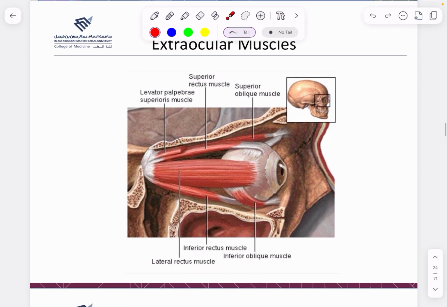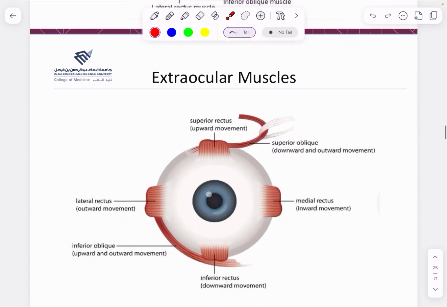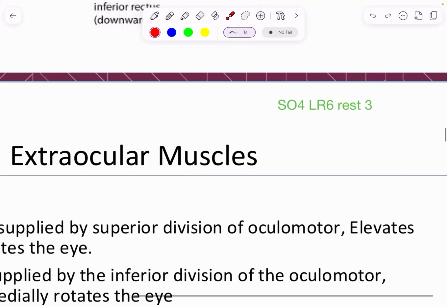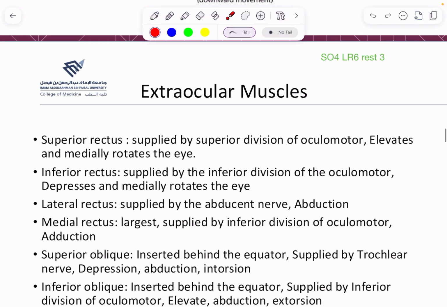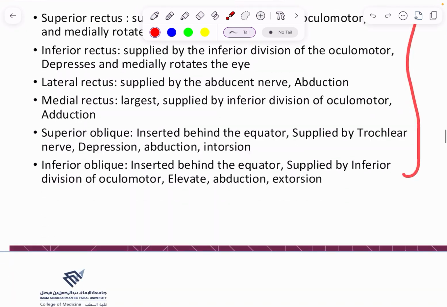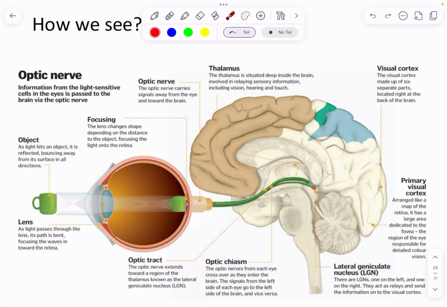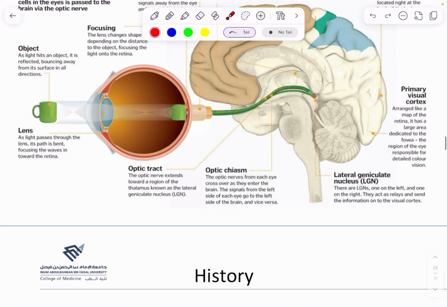Okay, we come to the extraocular muscles. This is a bit of a review. So we have 6 muscles. If you remember this mnemonic, the superior oblique is innervated by the trochlear nerve, the lateral rectus by the abducens nerve, and the rest is going to be by the oculomotor nerve. Here they wrote all the functions for you if you want to review them. This is another image, and it's the same idea of how light is interpreted.